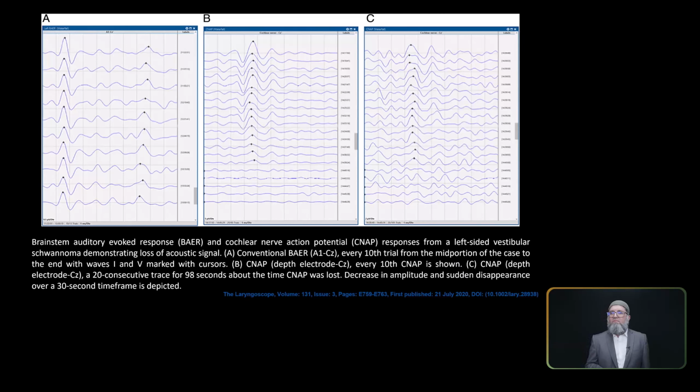Here we can see on the left side in A, we have the ABR, and we can see wave 1 and wave 5 more clearly. With the depth electrode, we can see the loss of the signal somewhere in the middle. And the last one is the depth electrode with loss of the action potential at about the last 5 traces.